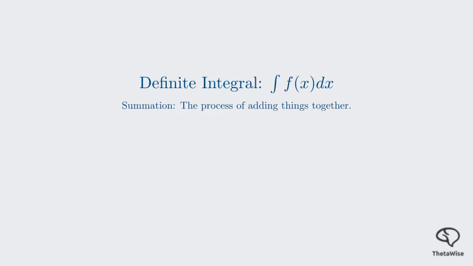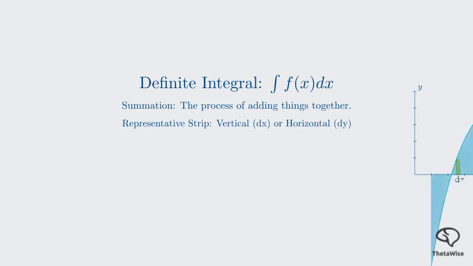So the key idea for both areas and volumes is this. We base our calculations on a single representative strip. This representative strip will be either a vertical one, which is perpendicular to the x-axis and parallel to the y-axis, or a horizontal one, perpendicular to the y-axis and parallel to the x-axis. Choosing the right strip can make a calculation much simpler or much harder. For now, it's enough to know the options.